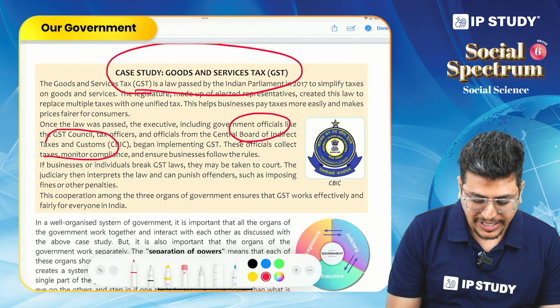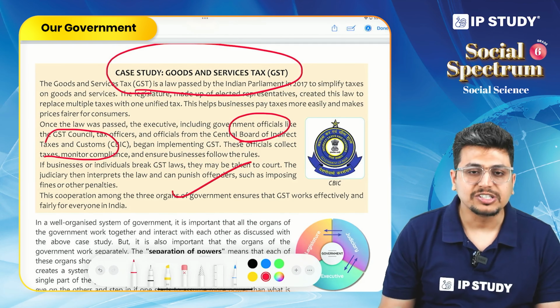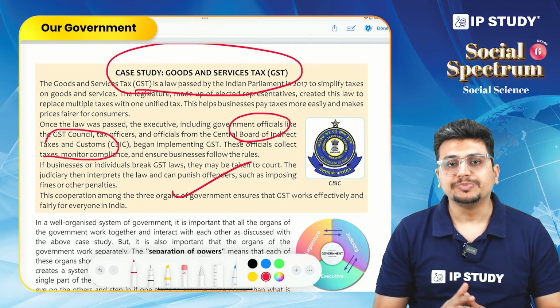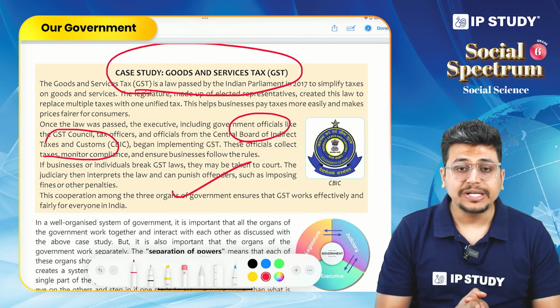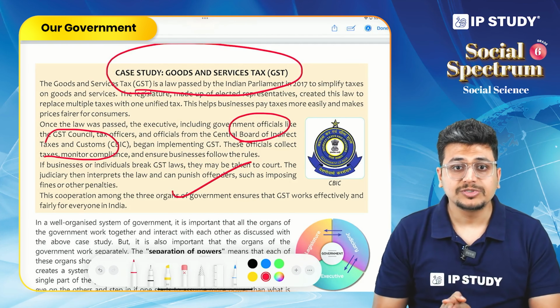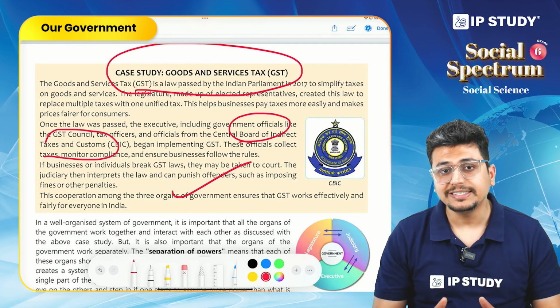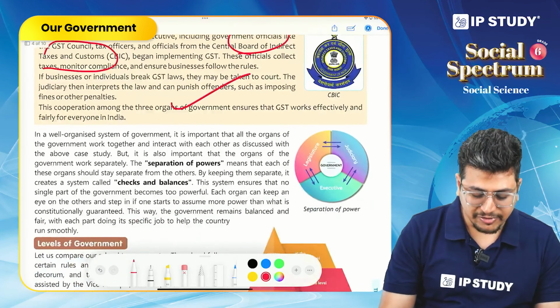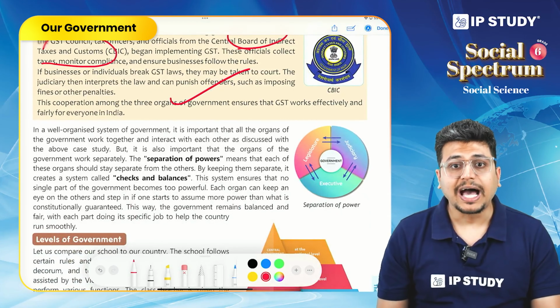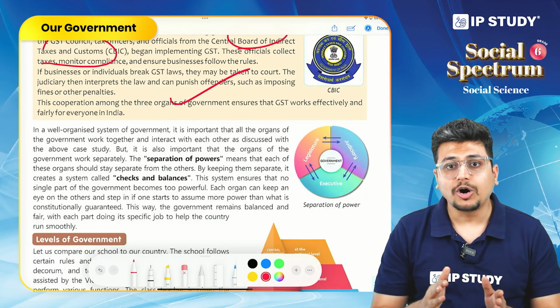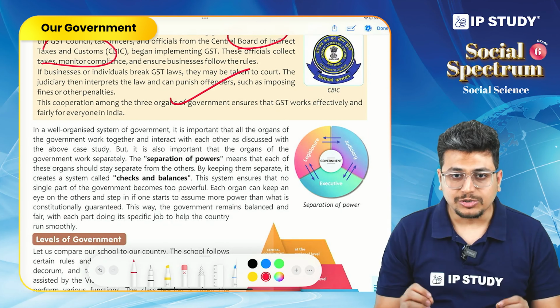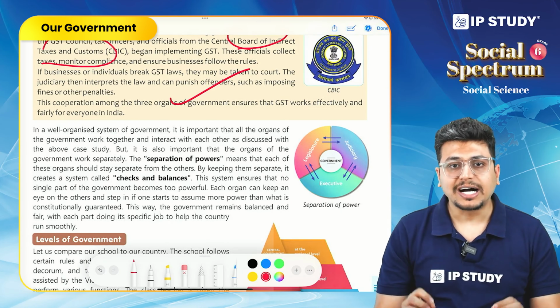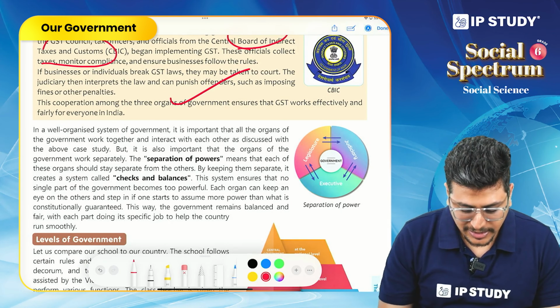And of course, if anybody breaks the laws, then it is the job of the judiciary, who is making sure that if somebody does not follow the norms, does not pay the GST, then they are punished. So in this manner, you will see that different organs of the government have different functions and they all are performing them so that a particular task is completed, right?